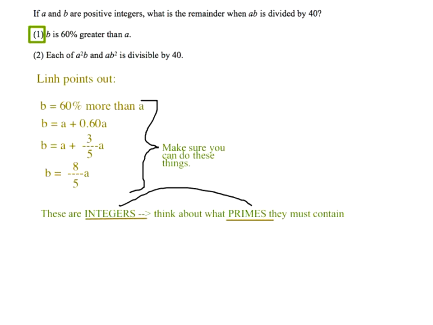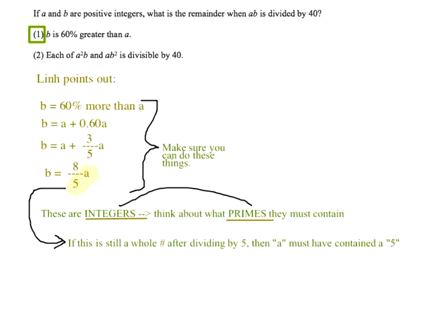Well, the point is that 8/5 A has to be an integer. So notice what this expression does. This expression basically divides A by 5. So if that still winds up being an integer, then that means that A has to have a 5 in its prime factorization. So if this is still a whole number after dividing by 5, then A must have contained a 5 in the first place.